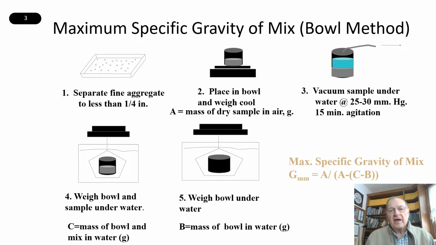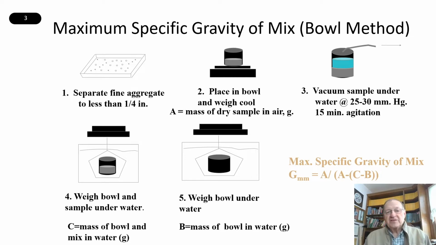So let's look at the process of running a test to determine the maximum specific gravity of mix. The method that's used in Indiana is called the bowl method. The first thing that we do with the sample that we've split down is to separate the aggregate and the fine aggregate particles in the mixture until the agglomerations of mix are no larger than 1/4 of an inch. This is to ensure that there is no air trapped inside the particles of mix.